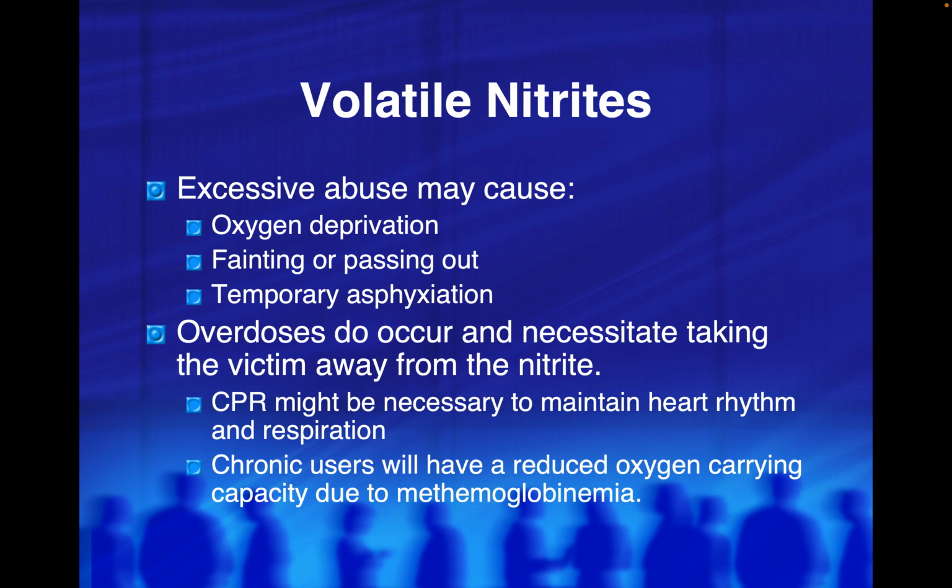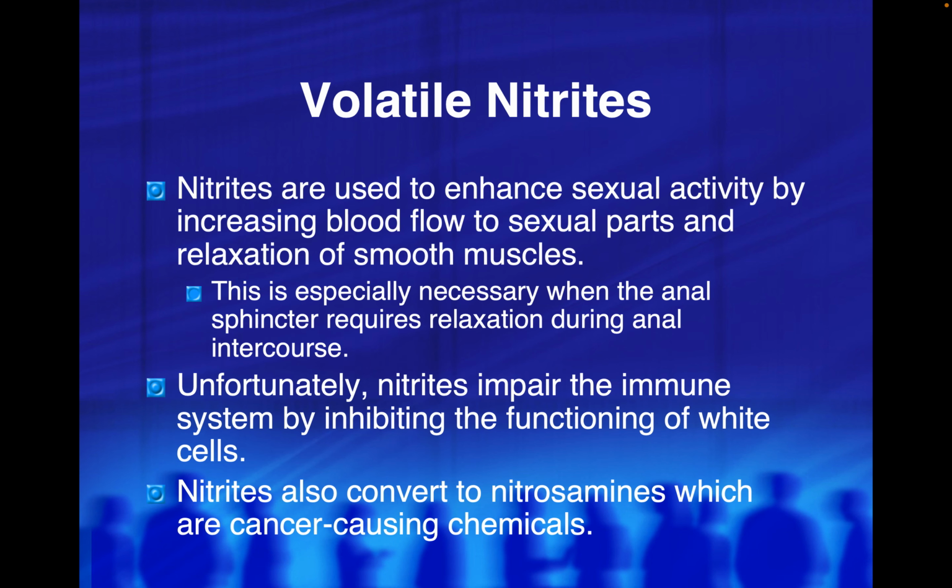Chronic users will have a reduced oxygen carrying capacity due to methemoglobin. Nitrites are used to enhance sexual activity by increasing blood flow to the sexual parts and relaxation of smooth muscles. This is especially necessary when the anal sphincter requires relaxation during anal intercourse. Unfortunately, nitrites impair the immune system by inhibiting the functioning of white cells. Nitrites also convert to nitrosamines, which are cancer-causing chemicals.